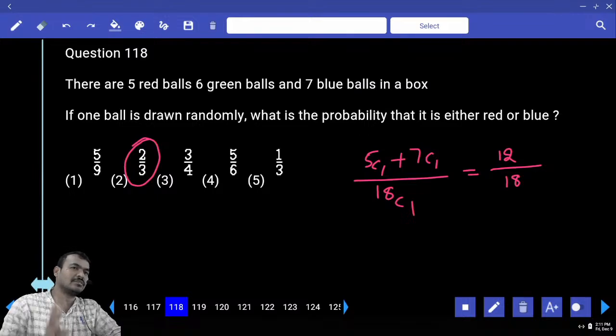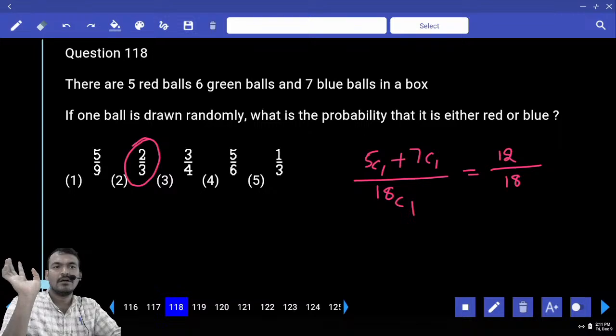In these 3 questions, 3 concepts are covered: the AND concept, the OR concept, and the at least case. First one, AND concept. Second one, at least. Third one, OR concept.